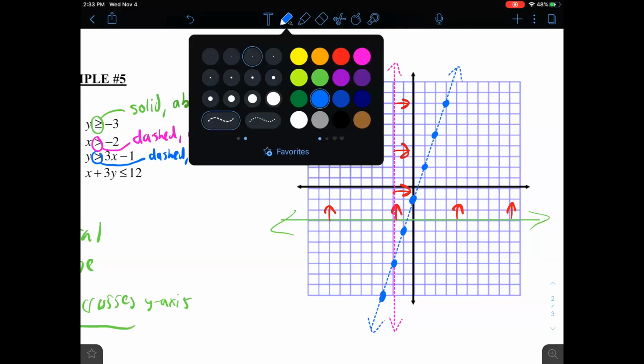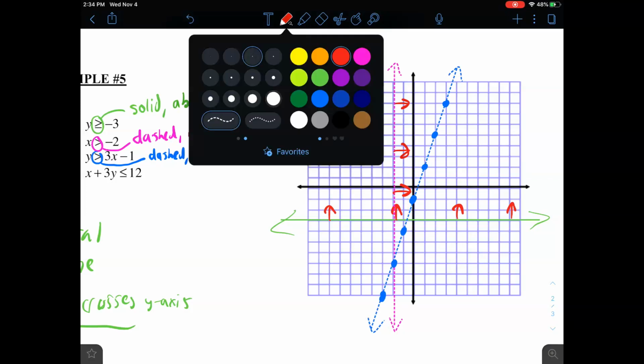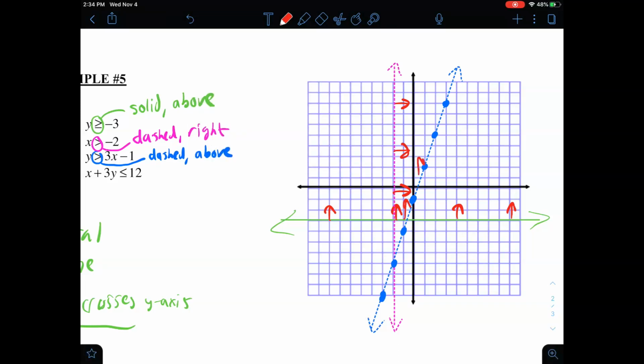And it's shaded above, so we've got to draw some arrows above the blue line now. Above the green and the blue. It's going to be up here somewhere. Somewhere in that little triangle at the top there is where we're going to be.